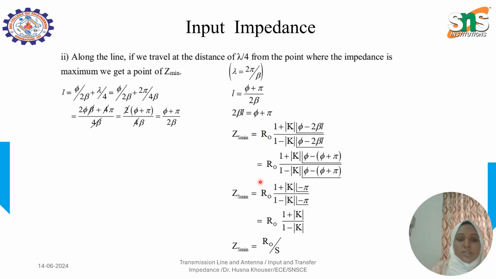Now we see what the Z minimum point will be. Last time we saw Z max, that is R naught into S. Now we see the minimum impedance, that is ZS is equal to R naught into (1 plus K). We already saw how we derive this term. Instead of 2 beta L, we substitute pi plus pi. After solving this term, we get R naught into (1 minus K) divided by (1 plus K). So the impedance at the minimum point will be R naught by S.